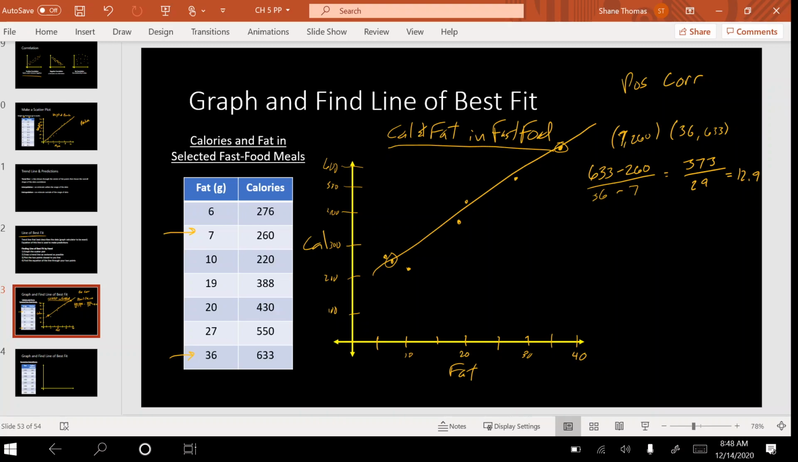All right, so let's use a point and our slope. So y minus my y term equals my slope, x minus my x term, which is 7. So I'm going to have y minus 260 equals 12.9 times x minus 7. What's 12.9 times 7? 90.3.